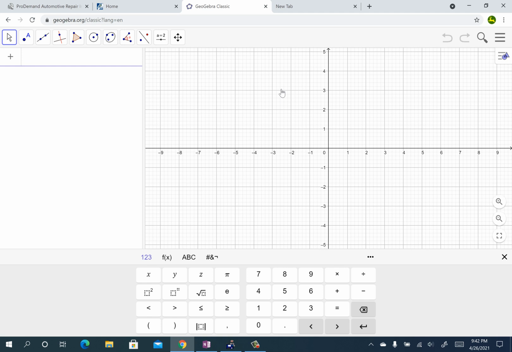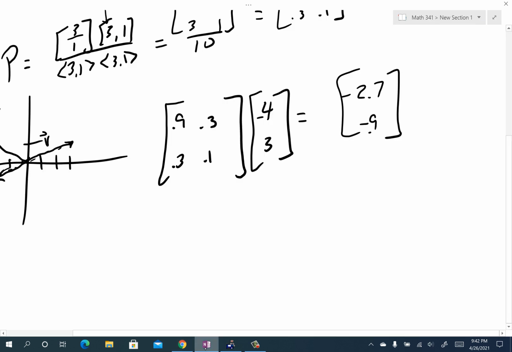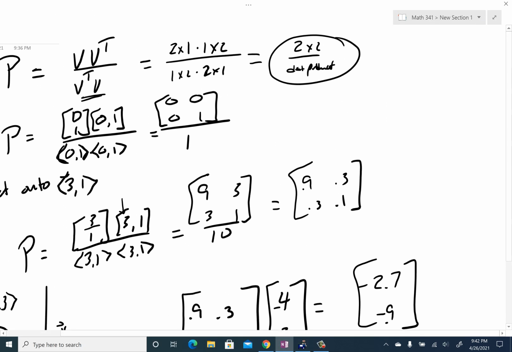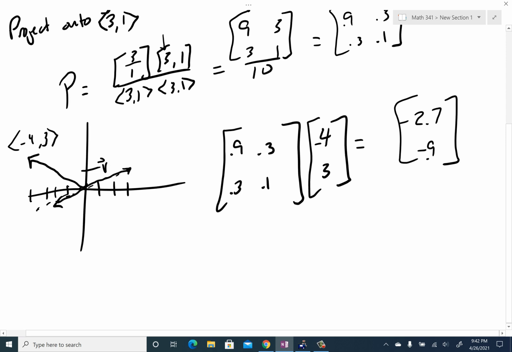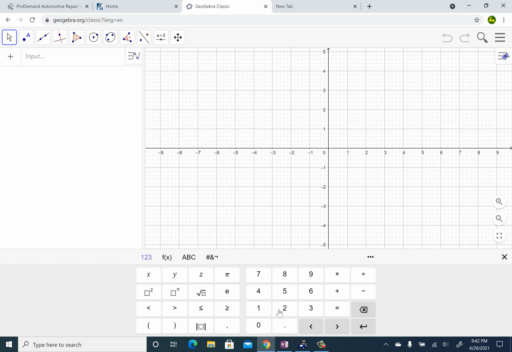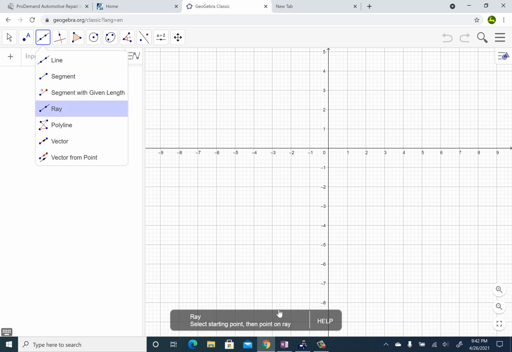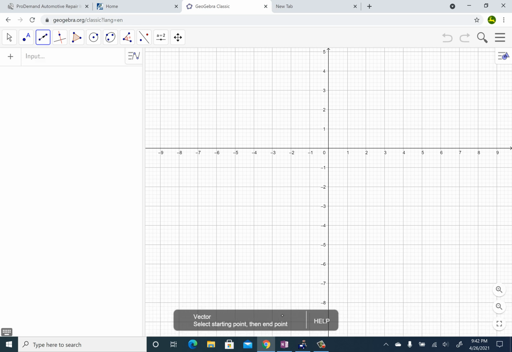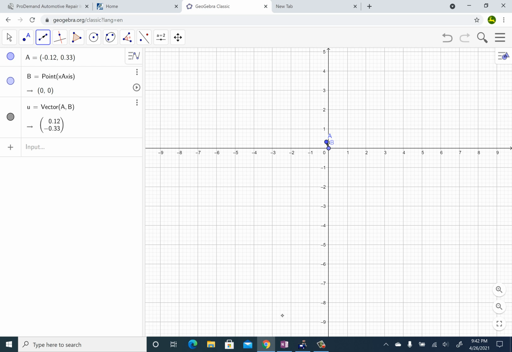So I'm going to put in my original vector. What was my vector? My vector was -4, 3. Let's go ahead and put that on there. I'm going to put that in as a vector, which is this guy here, and I'm just going to drag it like so. Oops, oh shoot. Undo, undo, undo.